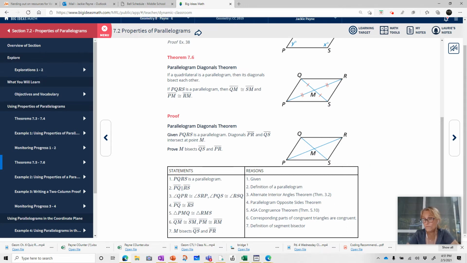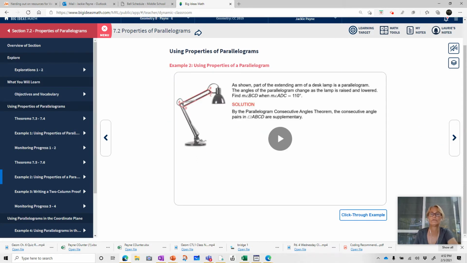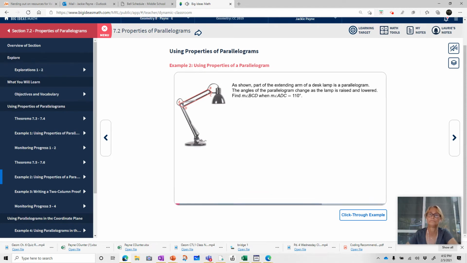But to make the video so it's not forever long, I'm going to keep going. Okay, using the properties of a parallelogram. This shows just like a little lamp. Here we go. As shown, part of the extending arm of a desk lamp is a parallelogram. The angles of the parallelogram change as the lamp is raised and lowered. Find the measure of angle BCD when the measure of angle ADC equals 110 degrees.